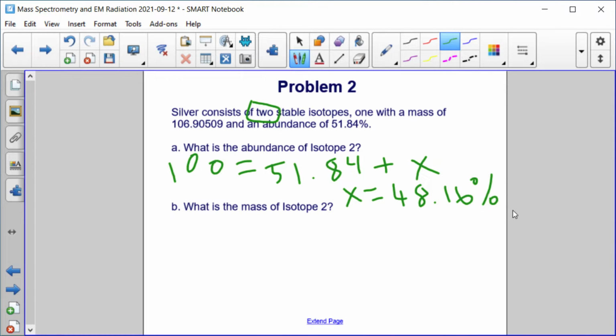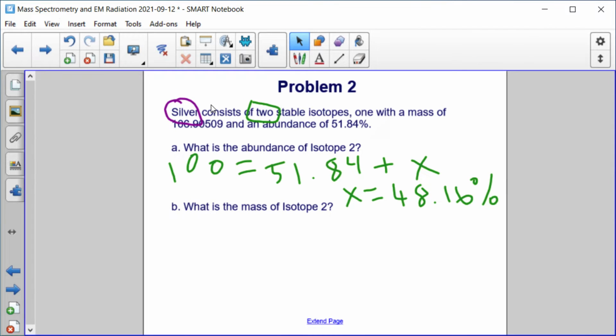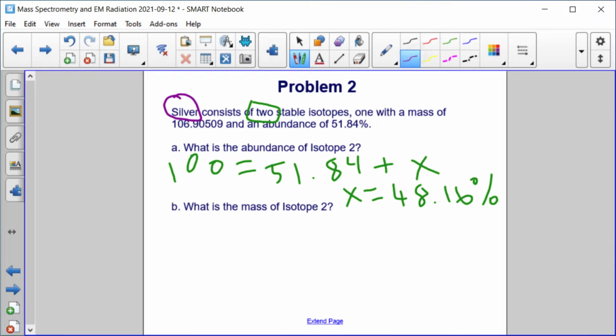So in order to do that, we need to take a look at our periodic table and find the average atomic mass of silver, right? What is the average atomic mass of silver? So the periodic table I'm using has a few more significant digits, but the mass of silver is 107.8682. Okay, so I can use that to then find the mass of the unknown isotope.